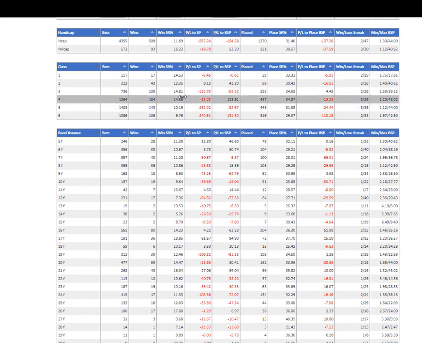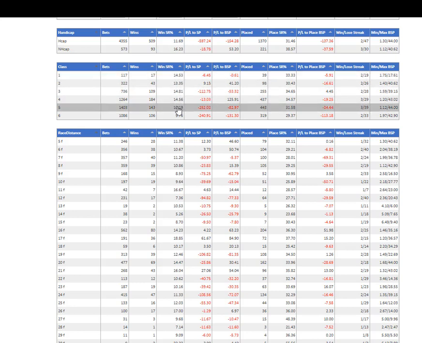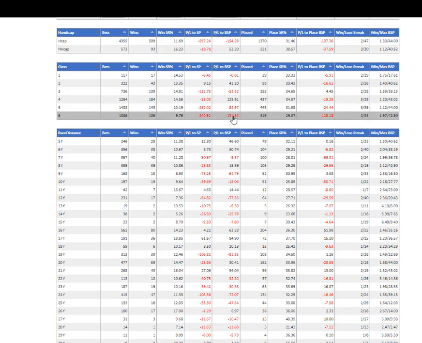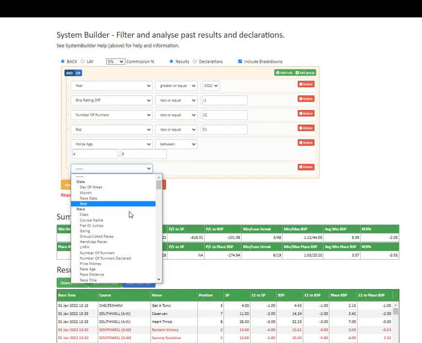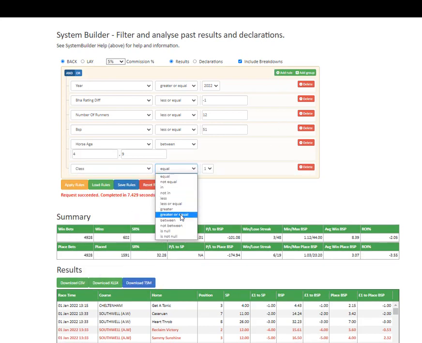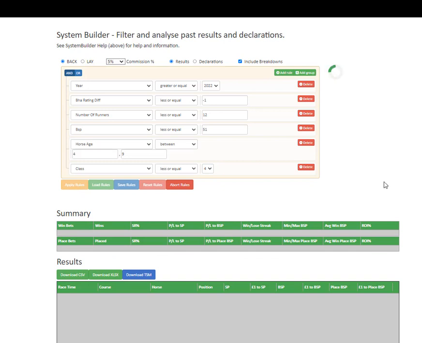and 4 are all similar strike rates. Once you get to class 5 and 6, it drops quite dramatically from, let's say, 13 or 14 down to just over 10, plus these two have a pretty big loss. So I'm going to restrict the races we're looking at to class 1, 2, 3 and 4. So we add the rule and we have class. We're going to say less or equal 4, so that's 4, 3, 2 and 1, and apply the rules again.